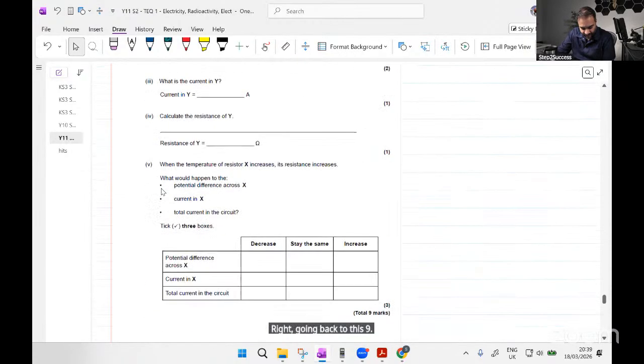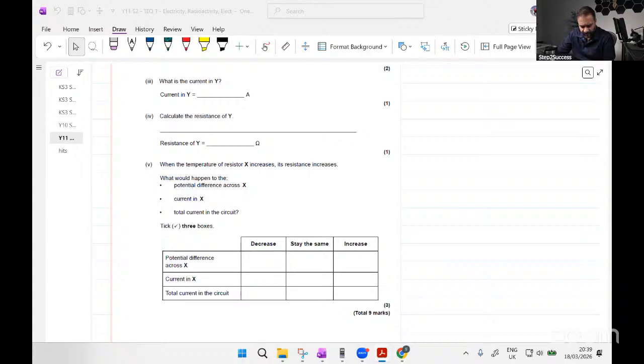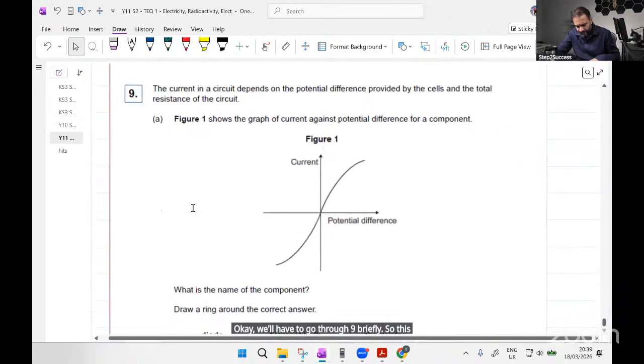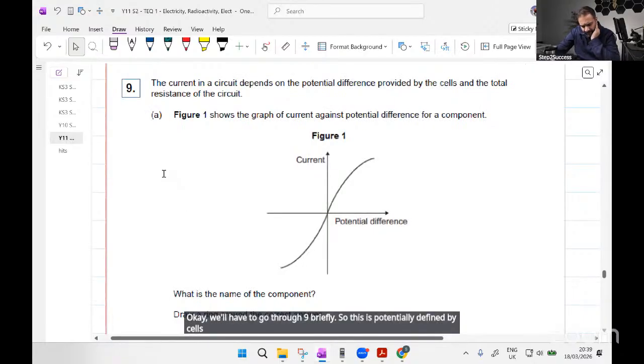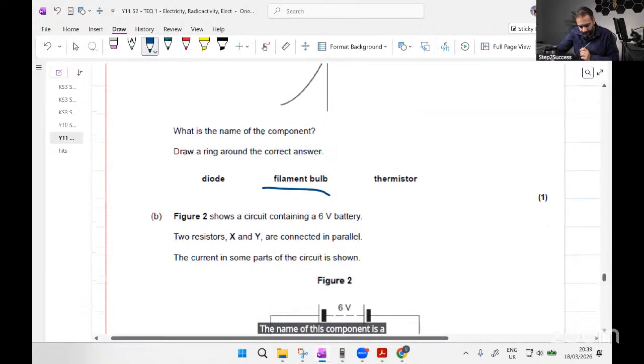9b part 5. Okay, right, I've got a feeling this is going to be very complicated to explain, but let's do my best. I'll have to just go through 9 briefly. So this is potential divided by cells, the total resistance of the circuit. The name of this component is a filament bulb. That is the shape of that.